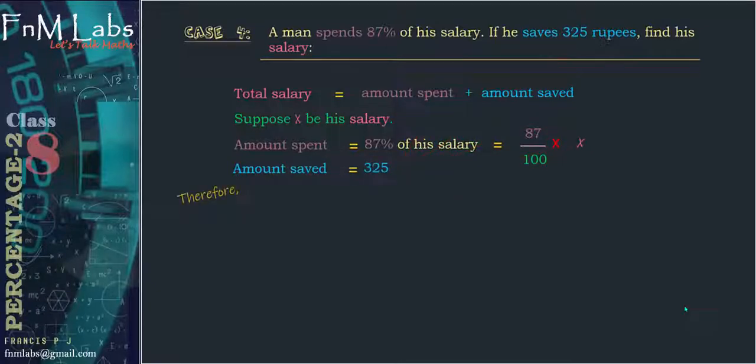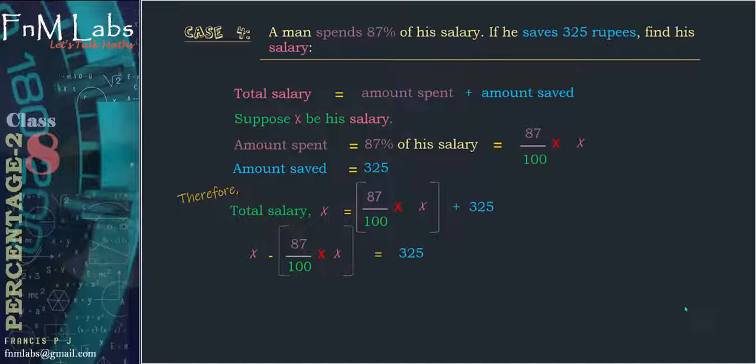So substituting these values in the first equation, total salary equal to amount spent plus amount saved, we get the relationship as total salary, which is x, equal to 87 by 100 times x, which is the amount spent, plus 325, which is amount saved. Now bringing all the terms containing the variable x to one side, the left hand side, the equation becomes x minus 87 by 100 times x is equal to 325.